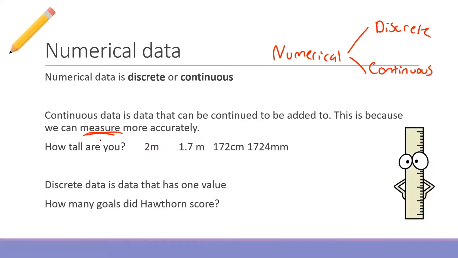For example, I could ask you how tall you are. You could say you are 2 meters tall. Or you could say you're 1.7 meters tall. Or you could say you're 172 centimeters tall. Same measurement. Or you could say you're 1,724 millimeters tall. All of these are correct. They're all the same value. All they've done is they're measured to different levels of accuracy. They're measured differently, okay? Or you might say different levels of precision, because you're getting more and more precise.